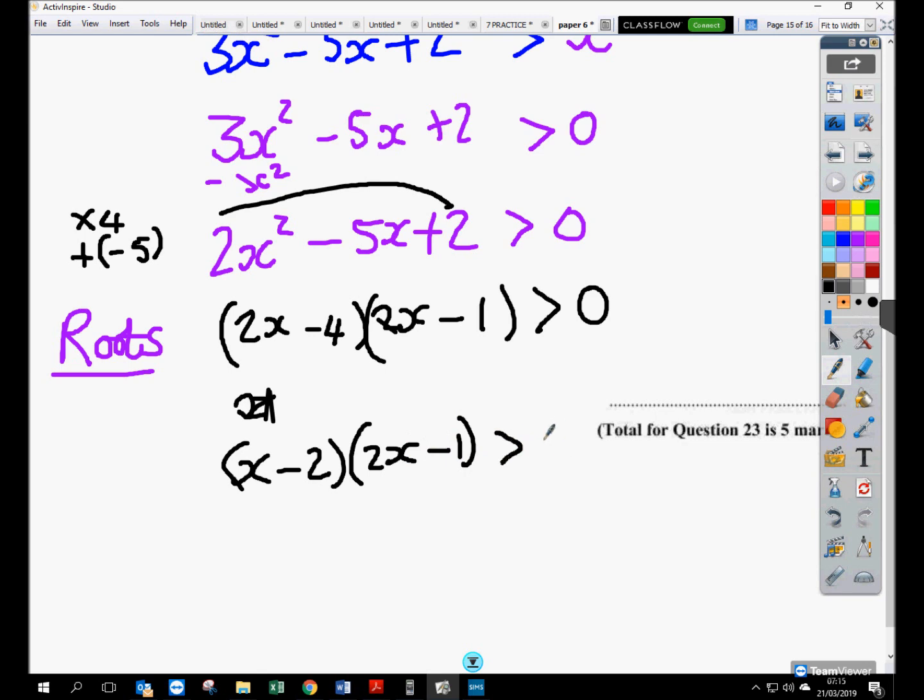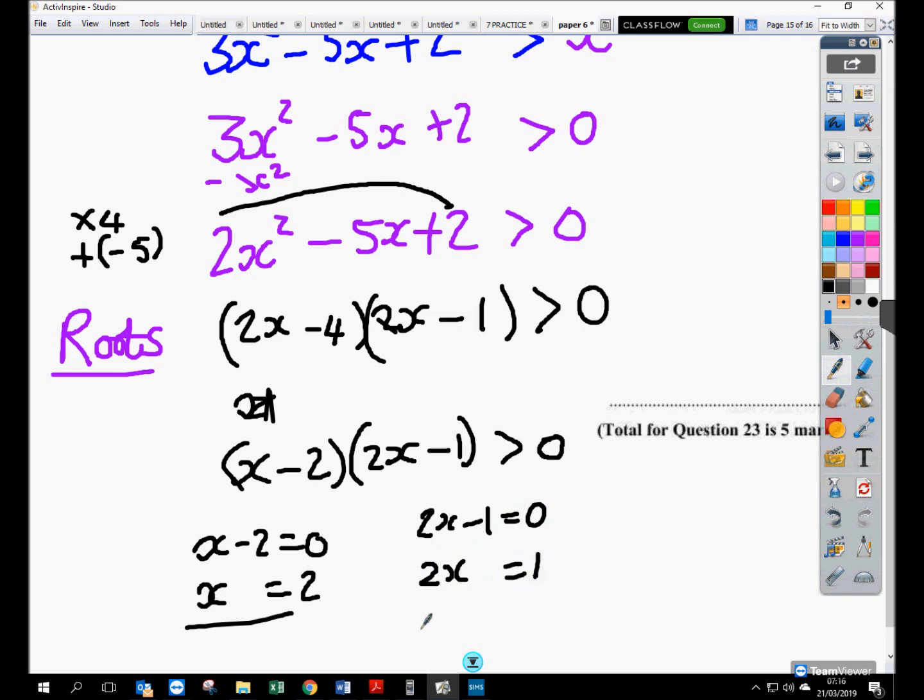Okay. Now, it's important not to worry too much about the inequality here. What I need to do is to work out the roots. So we set x minus 2 equals 0, in which case x equals 2, and 2x minus 1 equals 0. So 2x equals 1, and x equals a half. Some people find it easier to use the quadratic formula, that's up to you.